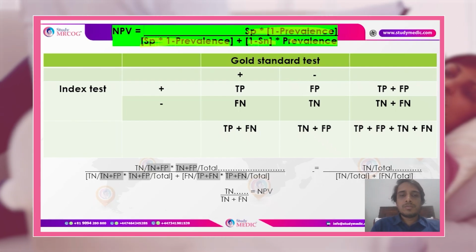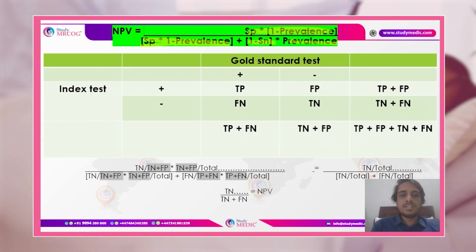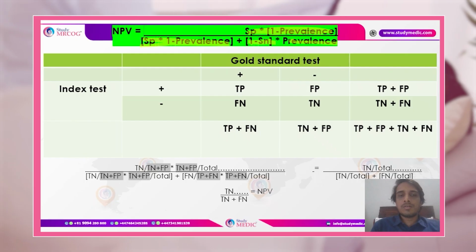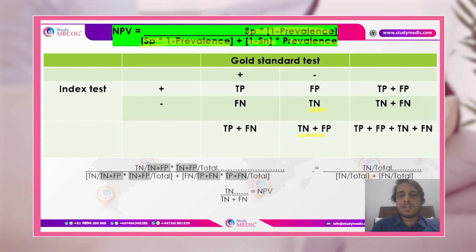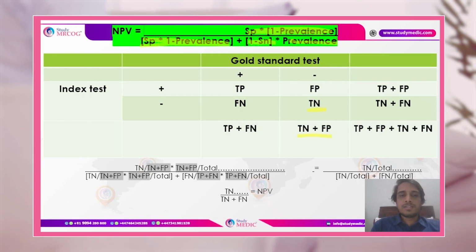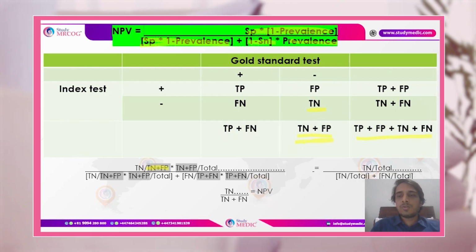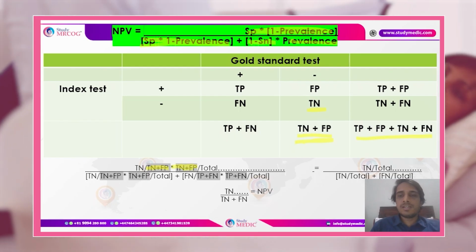So when we solve this in Bayes theorem, specificity is true negative rate, that is true negative by true negative plus false positive. 1 minus prevalence is true negative plus false positive by total. So this and this will cancel. It will give true negative by total.